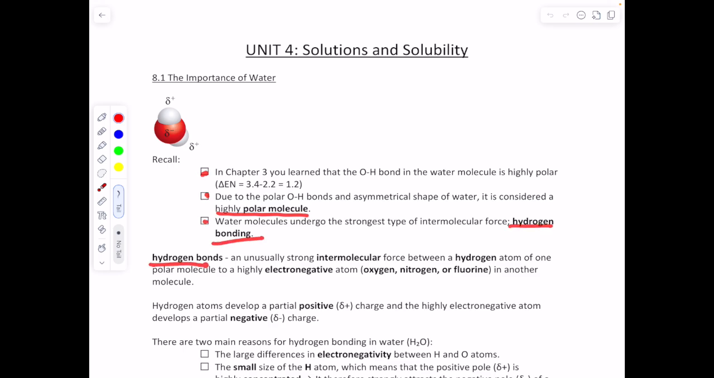Hydrogen bonds are unusually strong intermolecular forces between a hydrogen in a polar molecule and a highly electronegative atom such as oxygen, nitrogen, or fluorine in another molecule. Hydrogen atoms develop a partial positive charge, and the highly electronegative atom develops a partial negative charge.